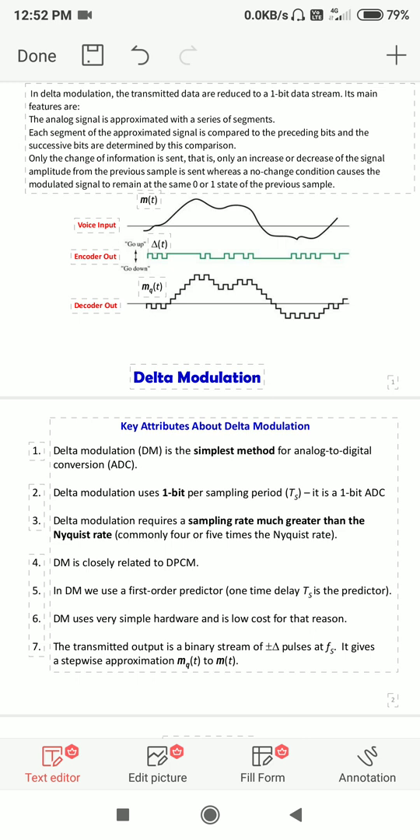Its main features are the analog signal is approximated with a series of segments. Each segment of approximated signal is compared to the preceding bits and the successive bits are determined by this comparison.